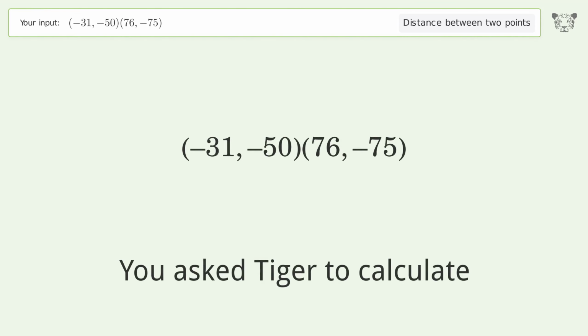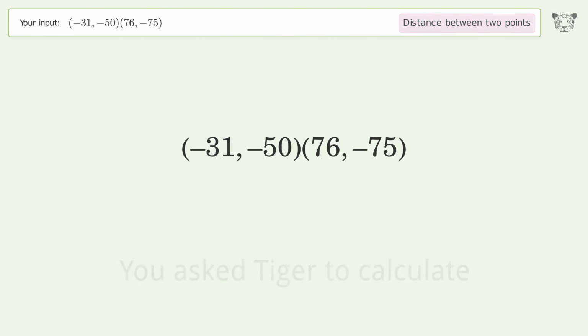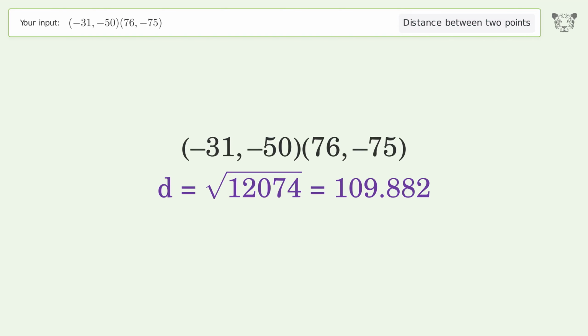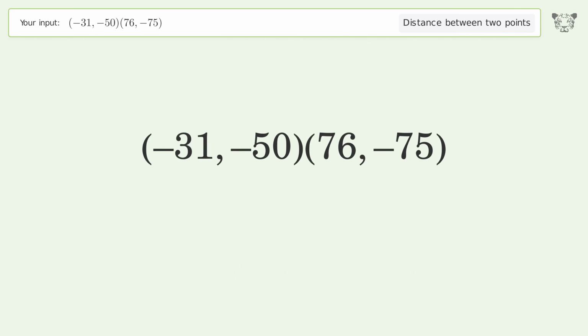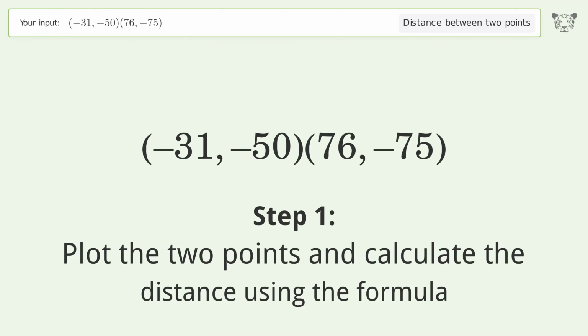You ask Tiger to calculate. This deals with the distance between 2 points. The distance between the 2 points is the square root of 12,074 or 109.882. Let's solve it step by step. Plot the 2 points and calculate the distance using the formula.